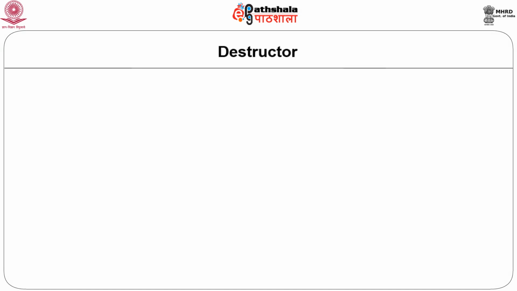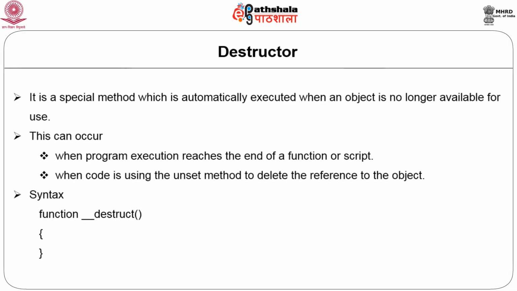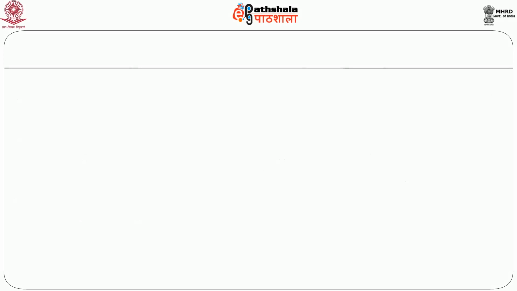Like a constructor, there is a destructor or deconstructor method as well. This method is used when an object is no longer available to use. Generally it is required when you end your script. It will be called automatically when your object is no longer available, and also when you call the unset function to delete the object reference. The syntax is also function underscore destruct, and the destructor is automatically closed.